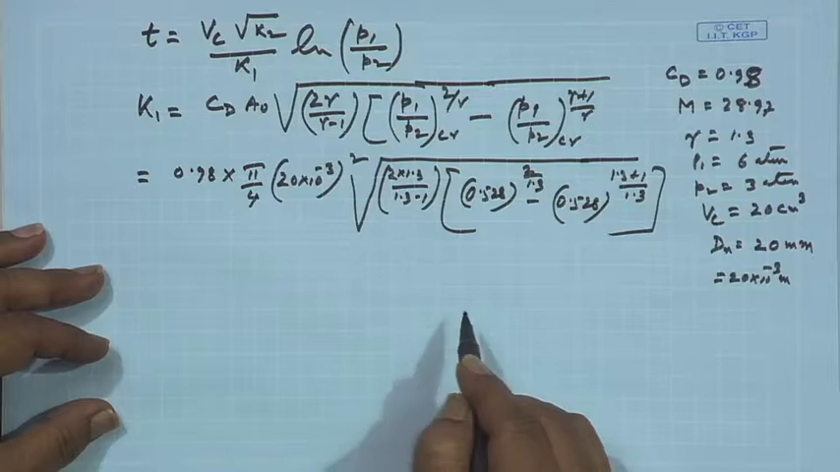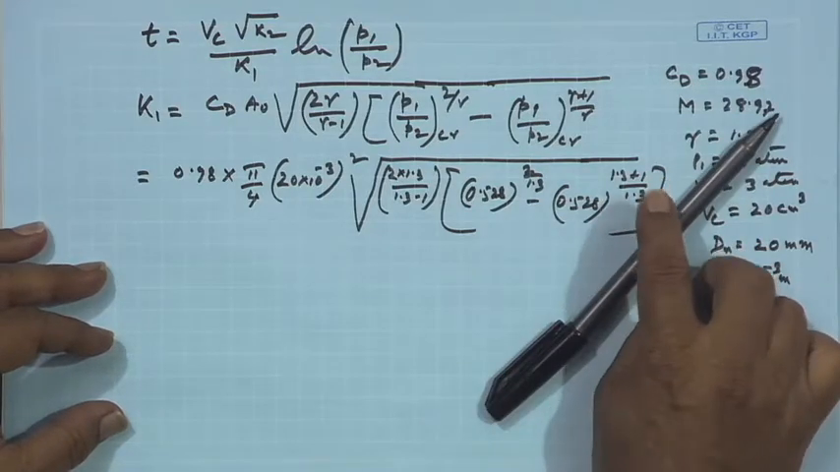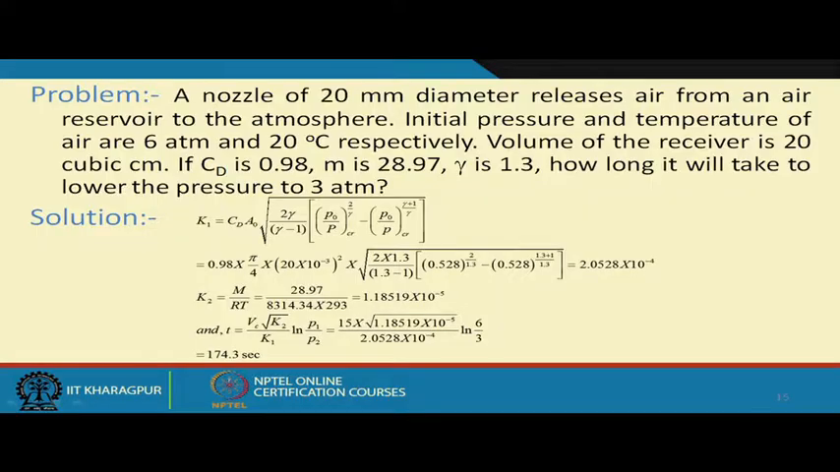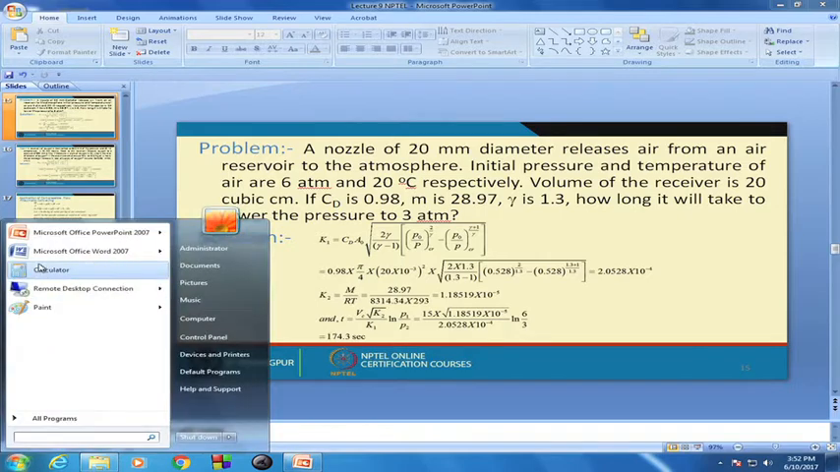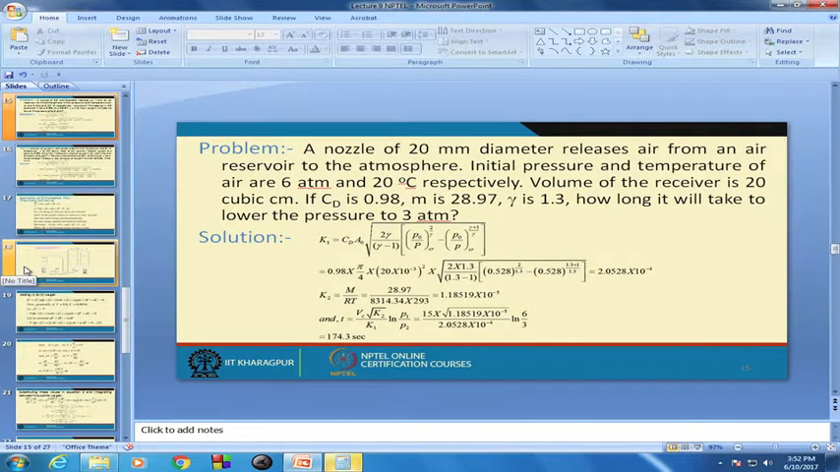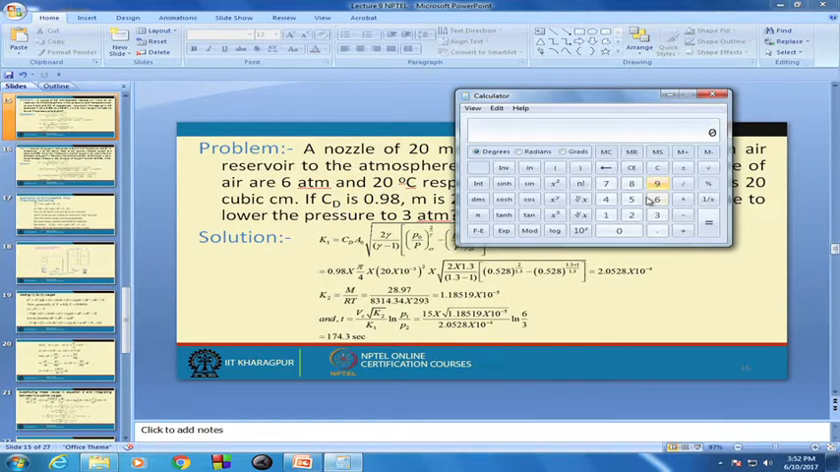This was our K1. Now, if we see this in the calculator, what we can see is that we have 0.98 into pi divided by 4 into 20 into 10 to the minus 3 whole square into 20 into 10 to the power minus 3.